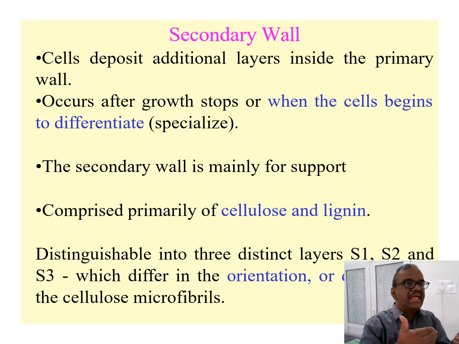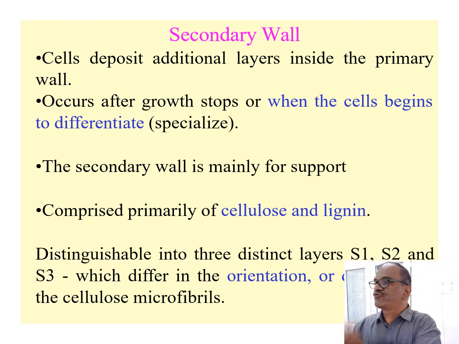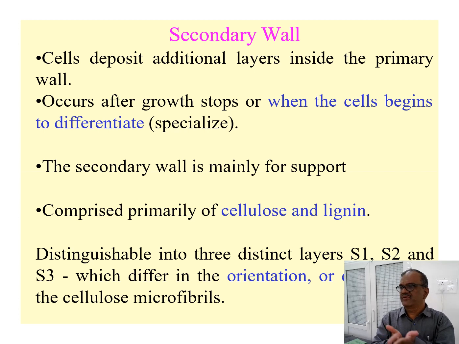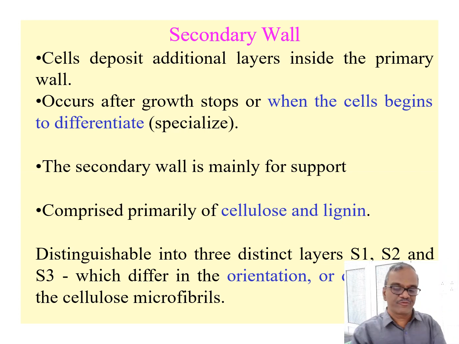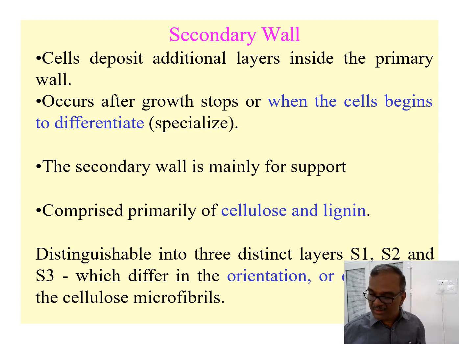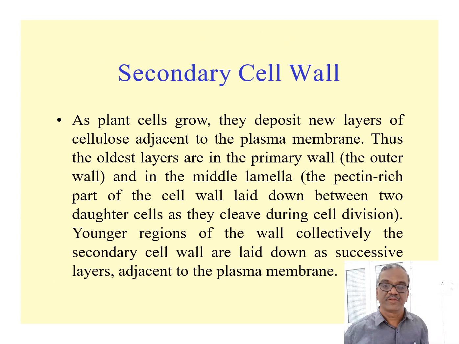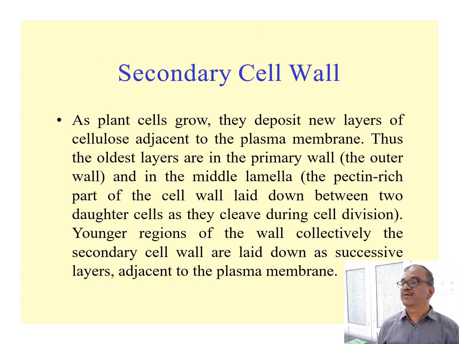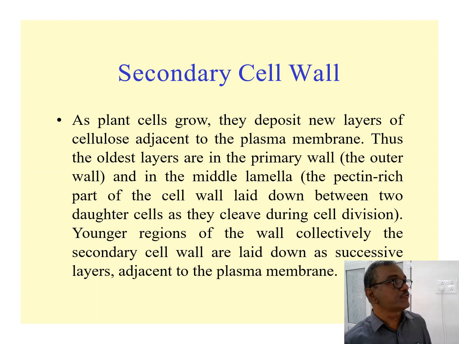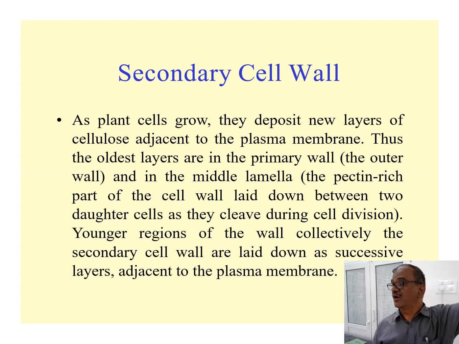Layer by layer, it is distinguishable during differentiation as S1, S2, S3. It is the secondary wall, so they call it S. S1, S2, S3 differ in their orientation as well as their growth, depending upon the cellulose microfibrils. When they grow, they deposit a new layer, and the oldest layer is near the primary wall. Then the newer layers are present below that. So where is the newest layer present?